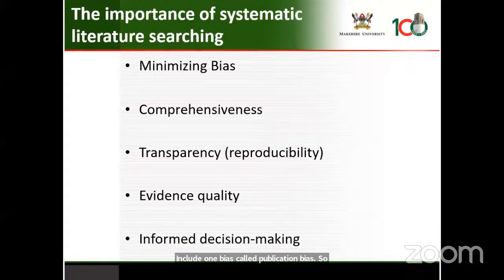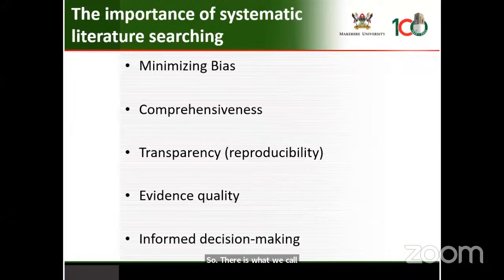To avoid publication bias, we need to make sure that we do a comprehensive literature search, such that we find all the literature that is out there and we include it in our review. And by doing that, we'll be doing comprehensive searching. So there is what we call reproducibility.